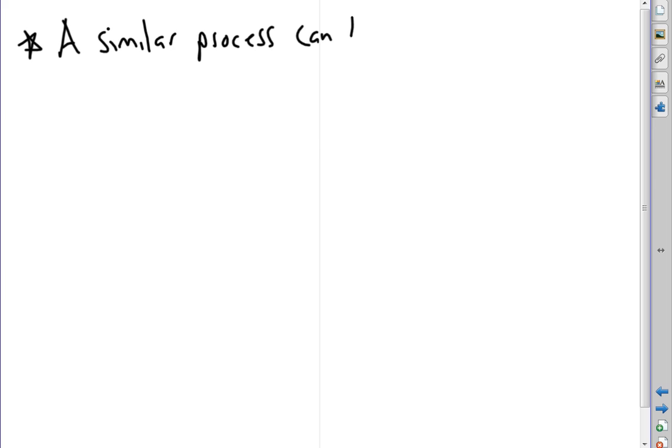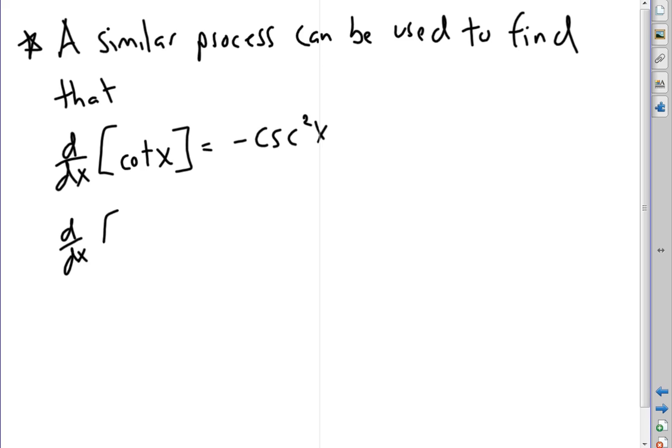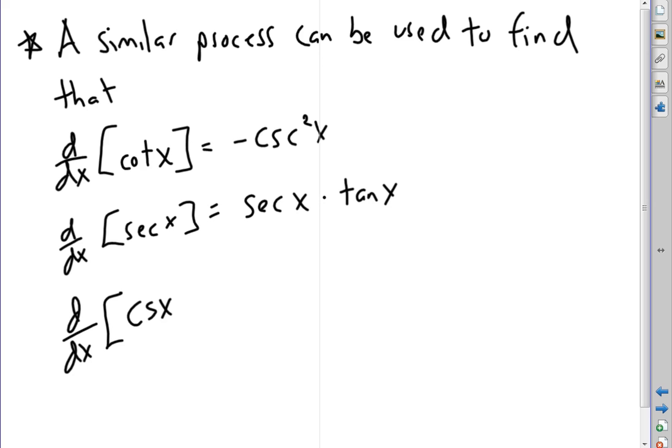You can use a similar process to find the other trig derivatives. For instance, the derivative of cotangent is negative cosecant squared x. The derivative of secant x is secant x tangent x. And the derivative of cosecant x is negative cosecant x cotangent x. Just a little reminder, remember the co functions always have the negative in front of them. Alright, so there you've got it.